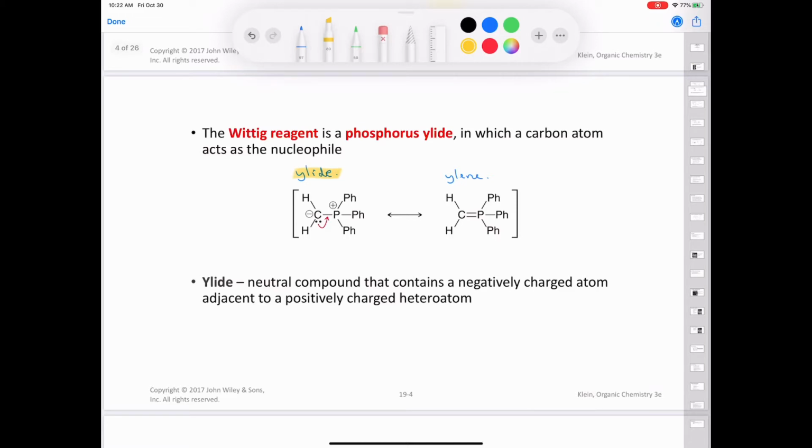And the reason why is because of the inefficient 2p and 3p orbital overlap in the formation of this pi bond here, because carbon is from the second period and phosphorus is from the third period. And so our ylide overall is a neutral compound that contains a negatively charged carbon adjacent to a positively charged phosphorus.